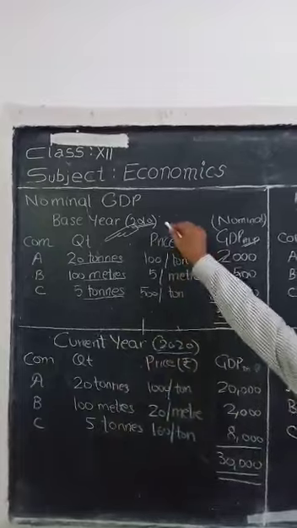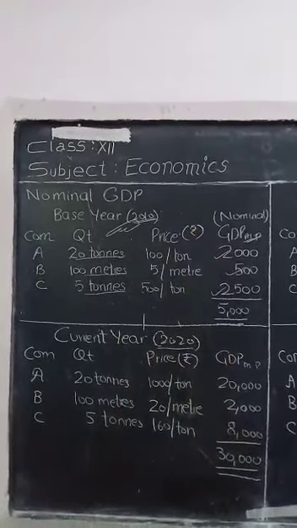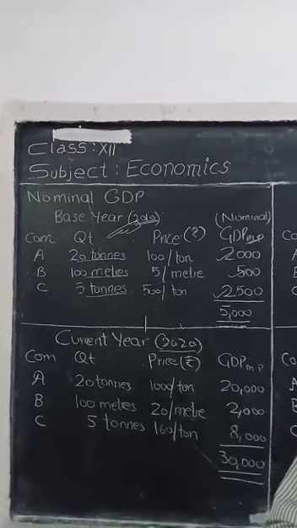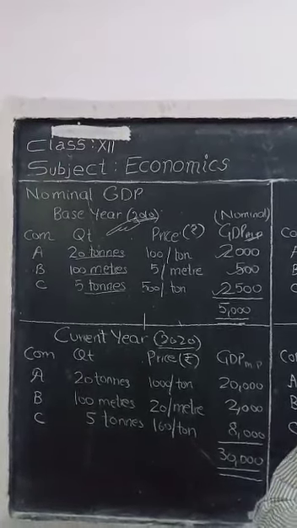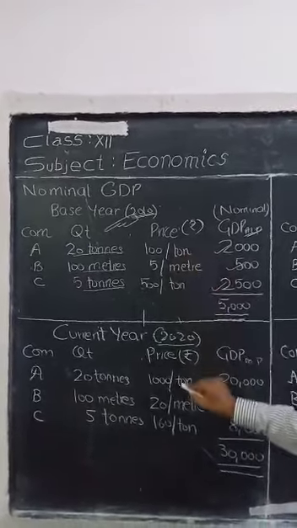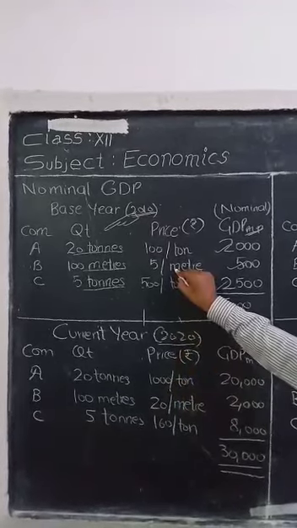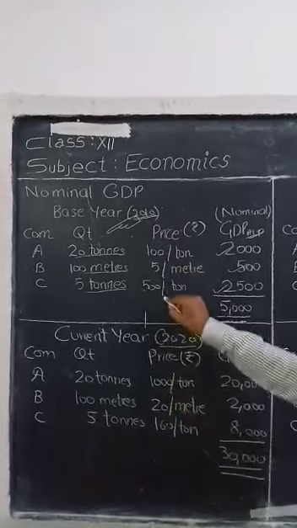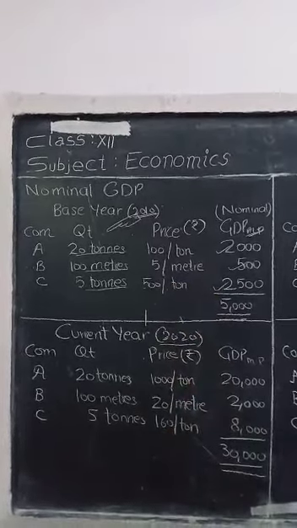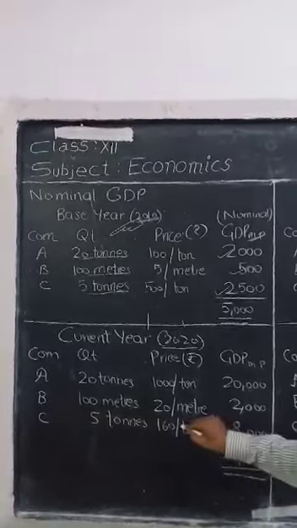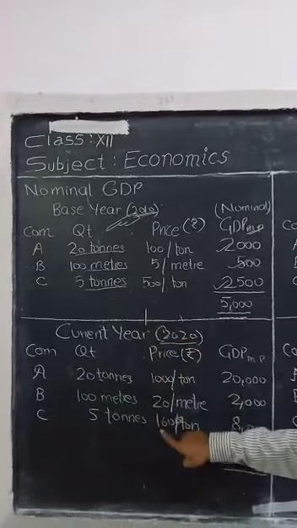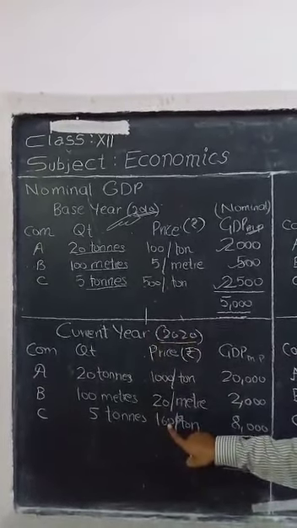After a gap of 10 years, here it is 2010, here it is 2020, the prices are going high, and it is just a monetary circle. It is just an illusion of growth. Now you can see here, earlier it was 100 rupees per ton, now it is 1000 rupees per ton; 5 rupees per meter, now 20 rupees per meter; 500 rupees per ton, now it is 1600. So here I am writing 1600. 500 has been exceeded by 1600, increased by 1100 rupees.